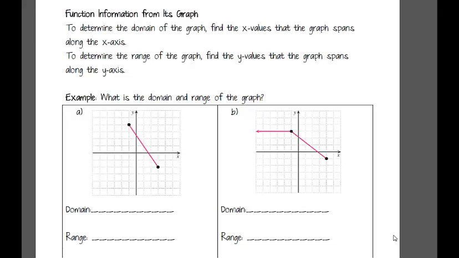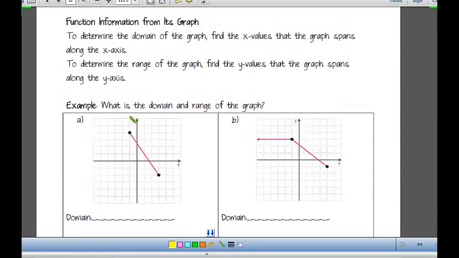Okay, so when we look at this, it says to determine the domain of the graph, find the x values that the graph spans along the x-axis. Okay, so when I look at this first graph, and I want to figure out what its domain is, I see that the graph spans from this x value to this x value. Okay, so we're talking about this range. So our domain would be what?